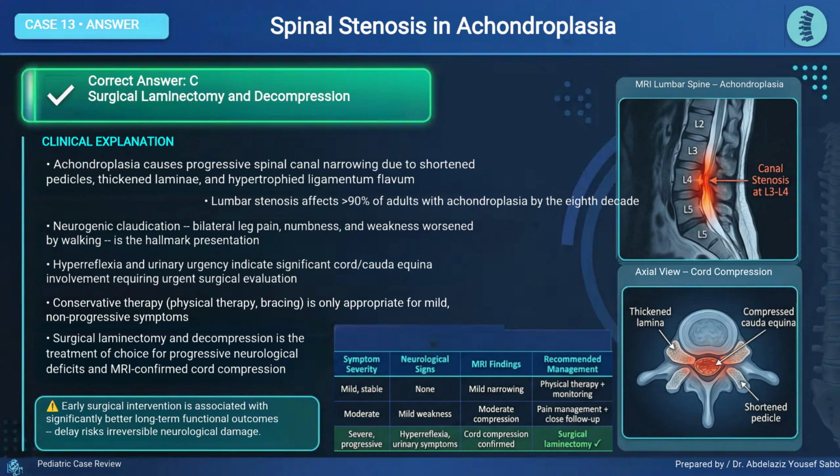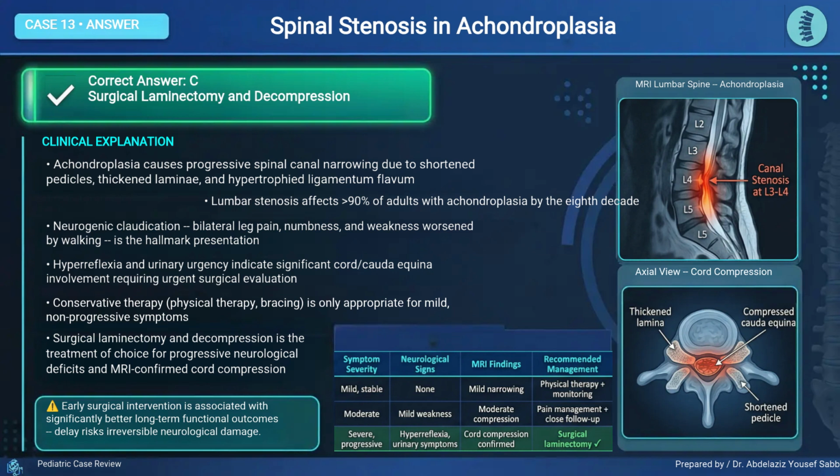Achondroplasia causes progressive spinal canal narrowing due to shortened pedicles, thickened laminae, and hypertrophied ligamentum flavum. Lumbar stenosis affects more than 90% of adults with achondroplasia by the 8th decade of life. Neurogenic claudication, meaning bilateral leg pain, numbness, and weakness worsened by walking, is the hallmark presentation. In this patient, hyperreflexia and urinary urgency indicate significant cord and cauda equina involvement requiring urgent surgical evaluation.